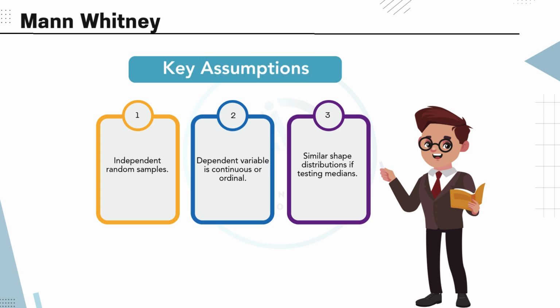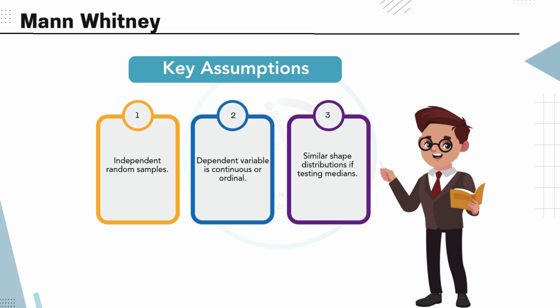Now that we've understood what the Mann-Whitney test is used for, let's review the key assumptions we need to validate before applying this test. 1. Independent random samples. The first assumption is that the two groups being compared are independent of each other, and the observations are randomly selected. There should be no overlap or pairing between the groups.